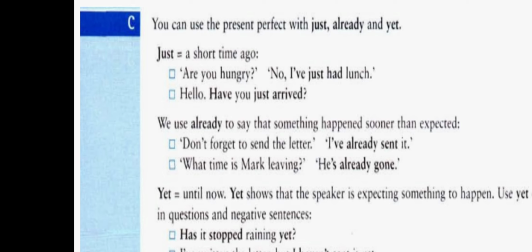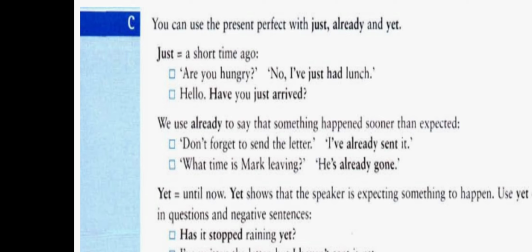Has it stopped raining yet? This is a question in the present perfect. We move has forward to make a yes or no question. We bring has to the beginning of the sentence before the subject. So it becomes, has it stopped raining yet? And here we use yet in the question.